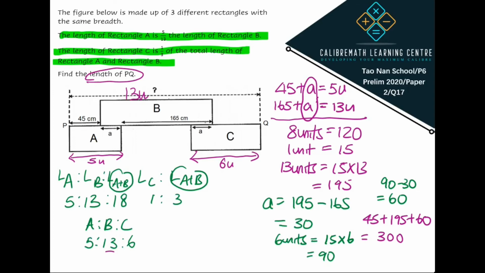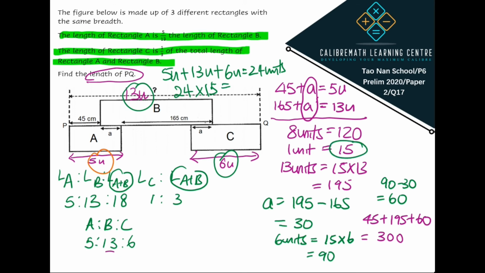Alternatively, if you are strong in your visual skills, you can also solve for the length of PQ by finding the total number of units of the three rectangles, which are 5 units, 13 units, and 6 units. So that will give you 24 units. Now, once you have found that the total number of units is 24 units, you can solve for the value of it by using 24 to multiply by 15, since we know 1 unit is 15. And that gives you 360.